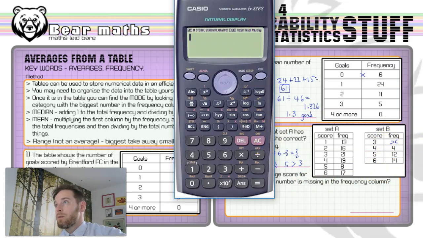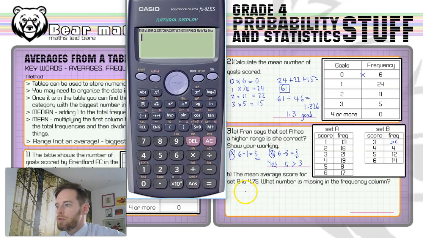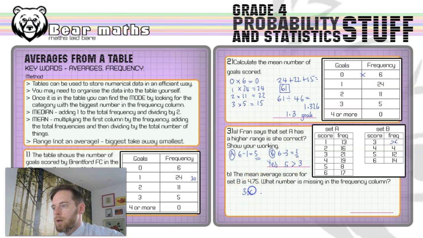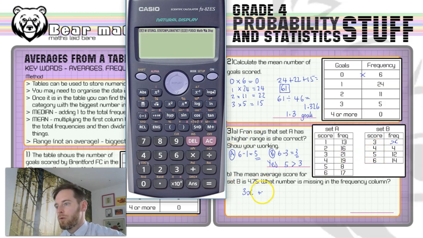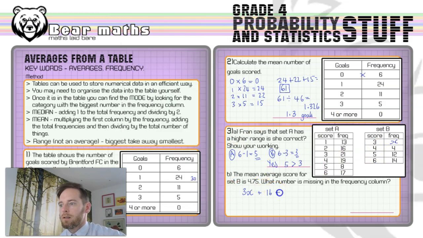Now 3 times X, 3 times our unknown number, is going to be just 3x. We can't do anything else with that. We don't know what that unknown number is yet. We're going to add that to, and I'm doing the combination of things here, because if you understand this, you can do it in this way that I'm showing you in this question. So 4 times 4 is 16, so we'd add 16 to the 3x, and then we've got 60, and then we've got 6 times 14, which is 84. And then all of that would divide by something.